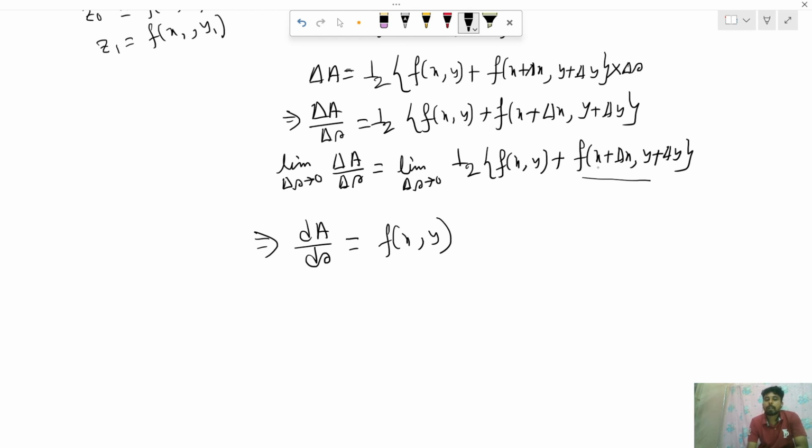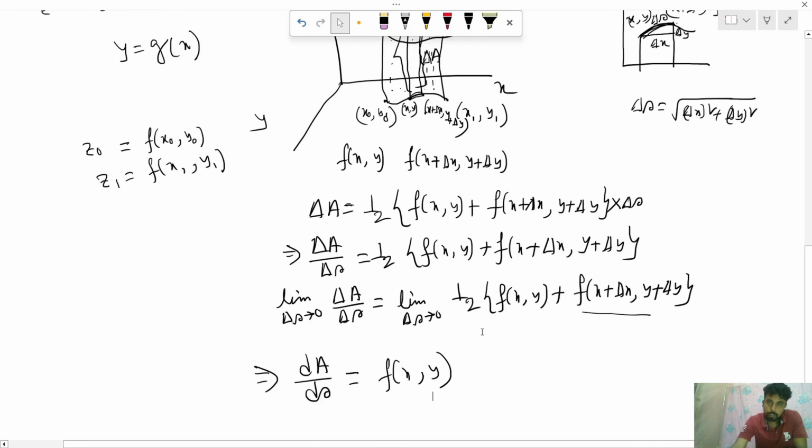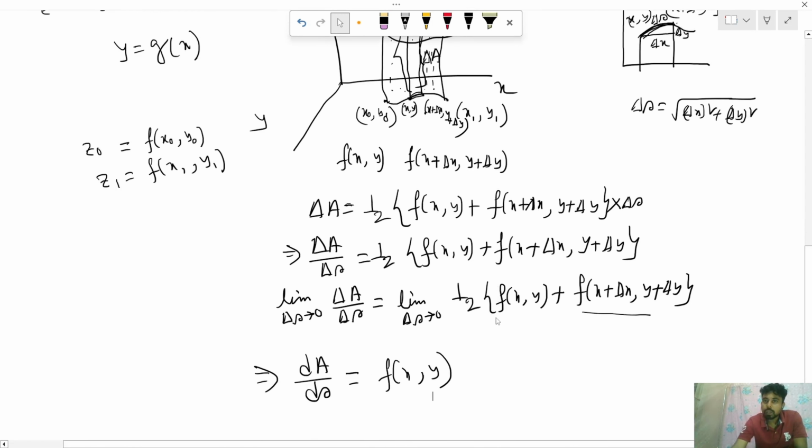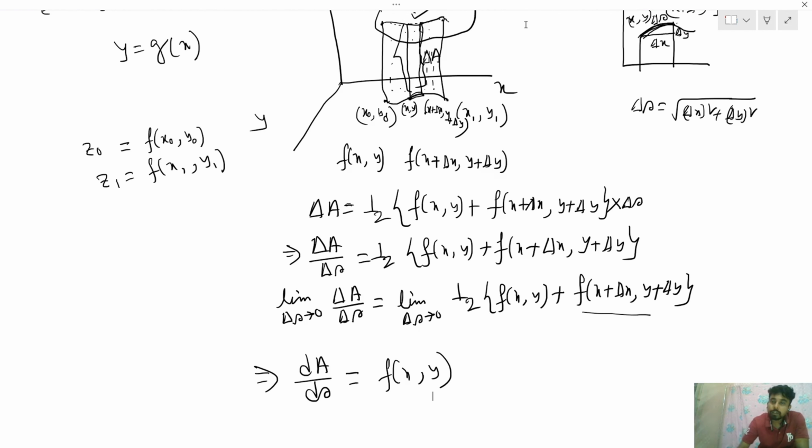Now check: the rate of change of area with respect to arc length is the given function. Here, the rate of change of this area with respect to the arc length s is the given function f of x, y. Now, how do we get the whole area?